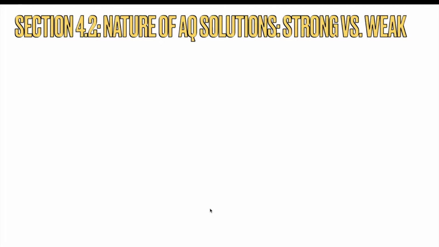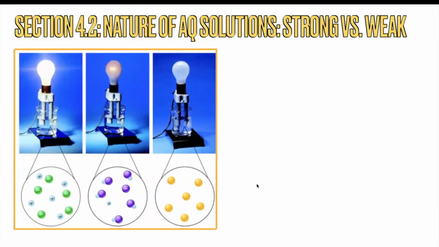So section 4.2, the nature of aqueous solution, strong versus weak electrolytes. This picture is directly from the book. I color coded them, right? So I said this one is our green solution, this is our purple solution, and this is our yellow solution. So what are some things that you noticed?